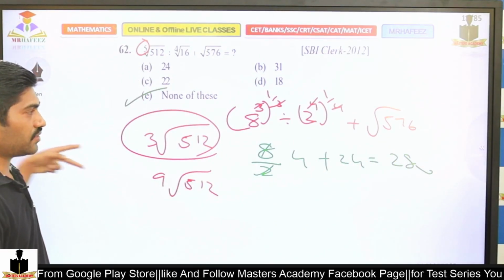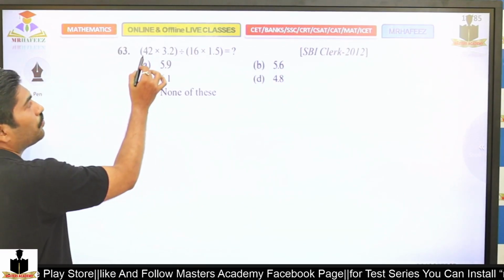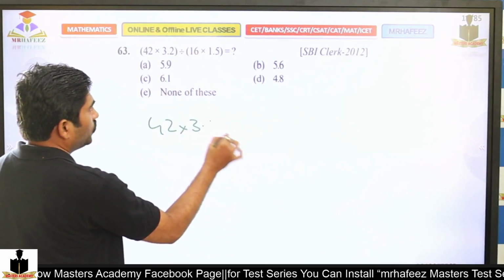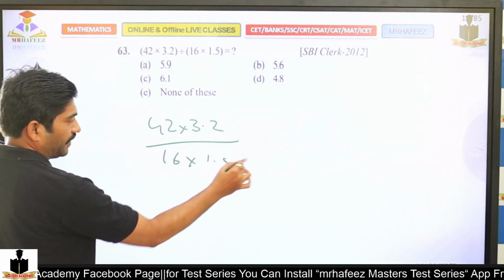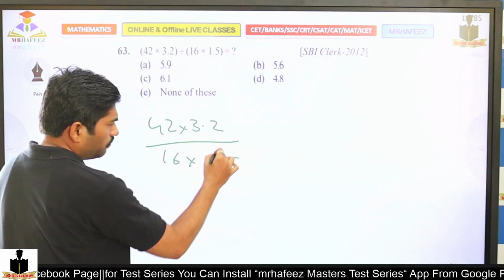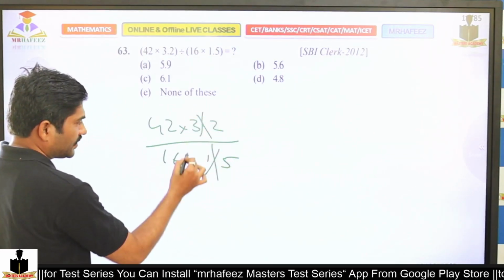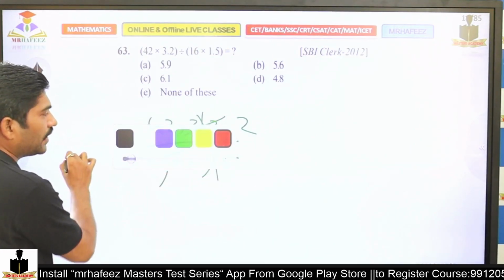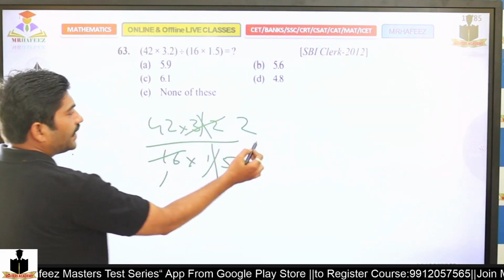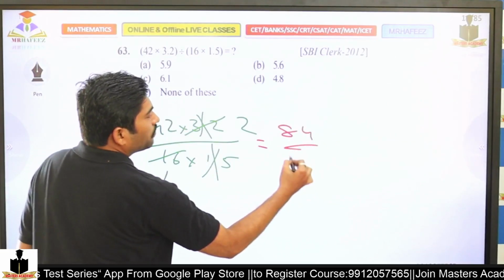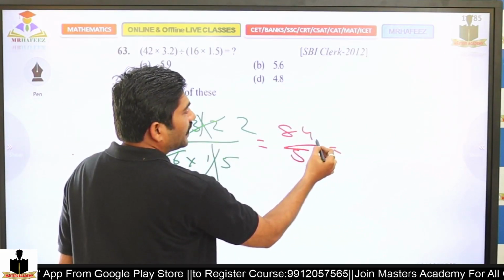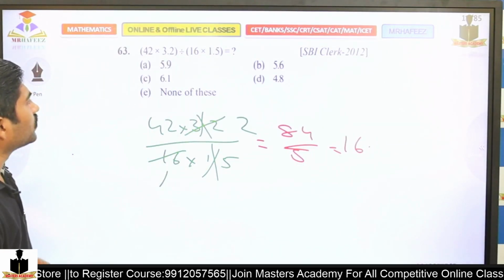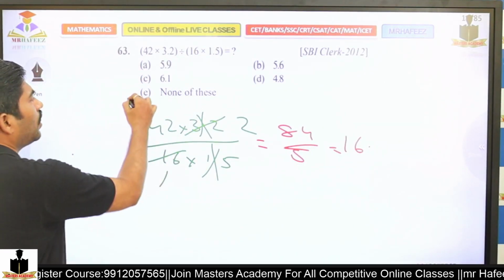So moving to the next question. 42 into 3.2 divided by 16 into 1.5. So I will remove this point here and point here. 16 one time, 16 two times. So 42 into 2 is 84 divided by 5. 5 how many times? 80. 16 point. Yes. So none of the above.